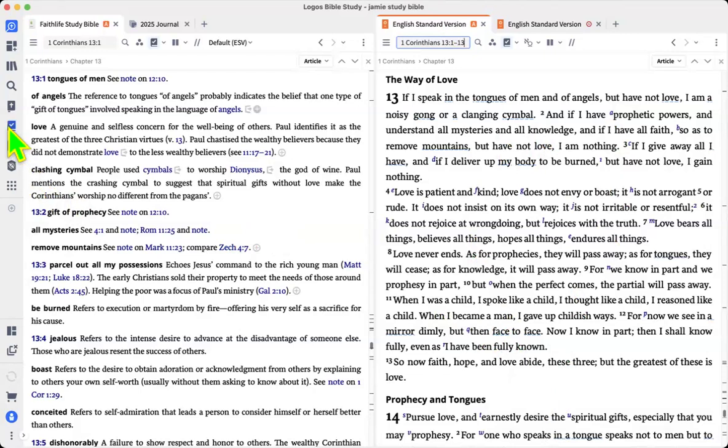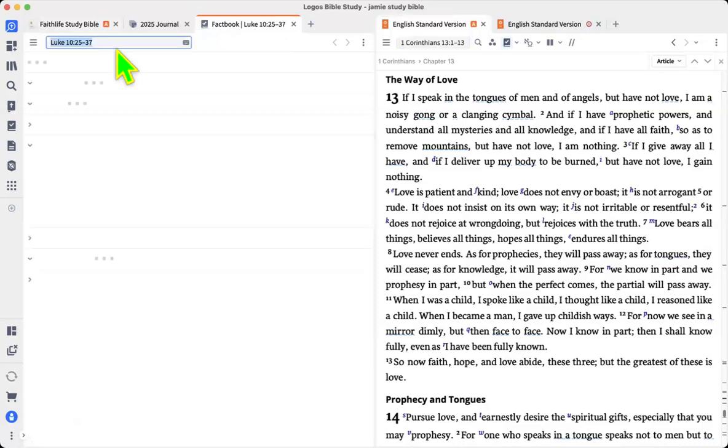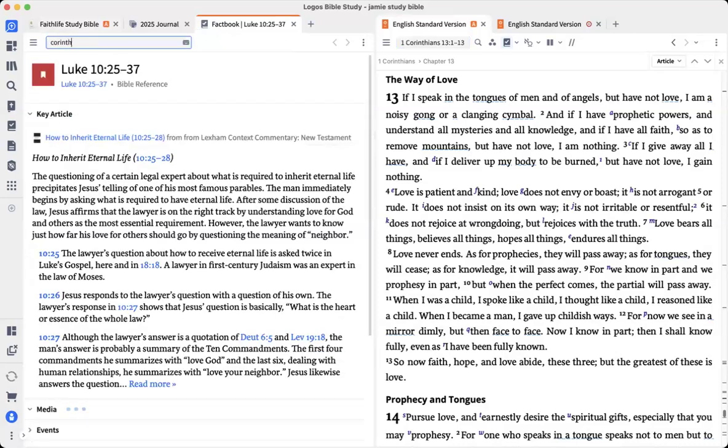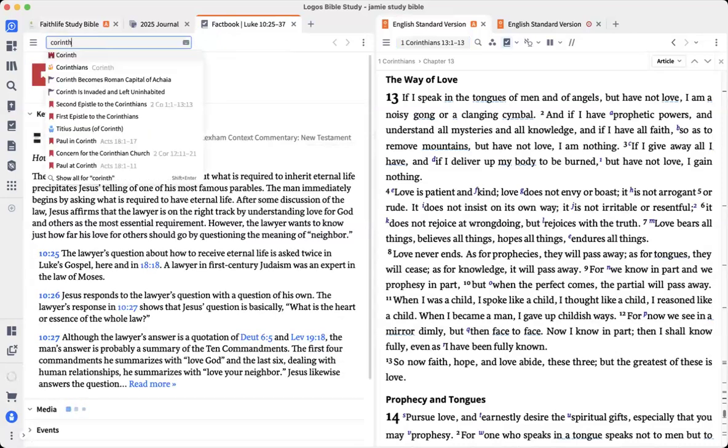Well, let's go over to the fact book, this icon right here. I'm going to click on it. I'm going to drag it here. And I'm actually going to type in Corinth. I just want you to see before I press enter.